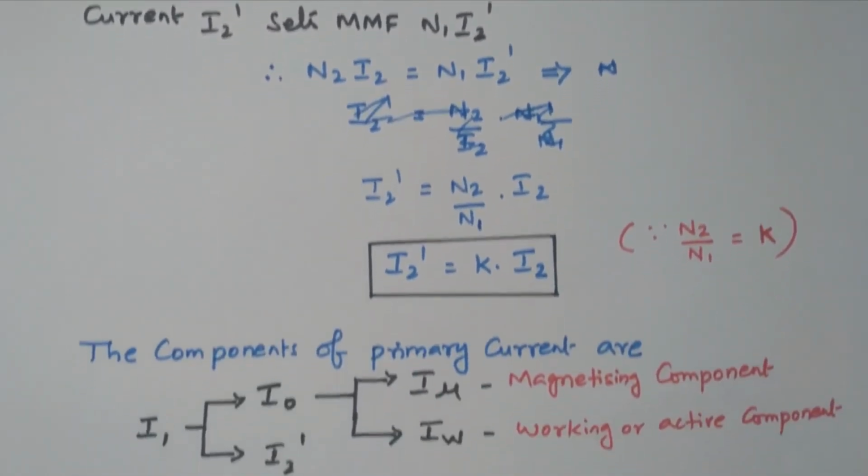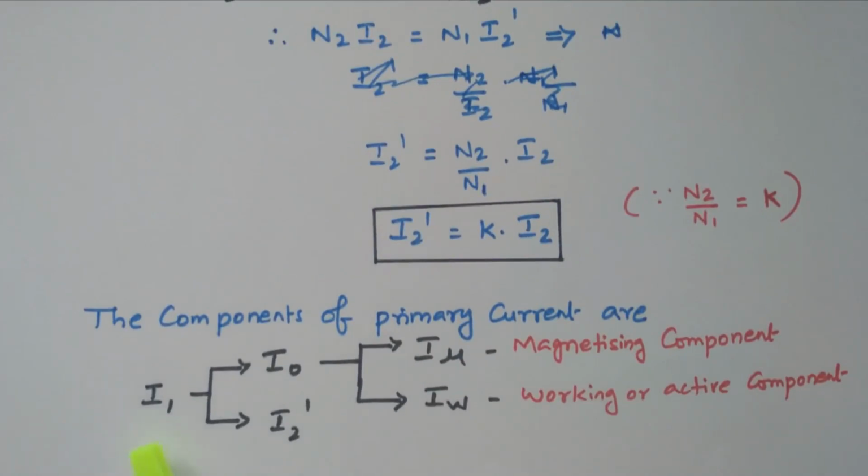Right. We will see the total current. What are the currents flowing? So the components of the primary current. That is called I1. In the no-load condition we have I0, in the loaded condition we have I2 dash. So this I1 is the vector sum of I0 and I2 dash.